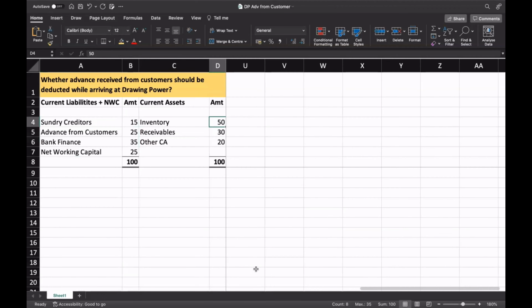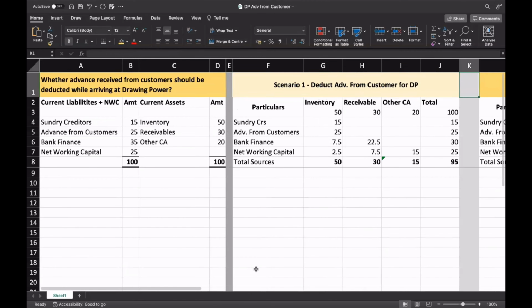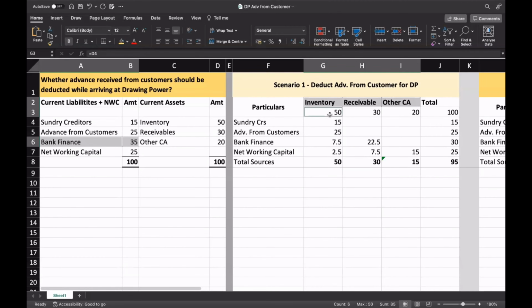Now let's see what will happen to the drawing power if advance from customers is deducted and if not deducted. So I'm going to call this scenario 1, where I'm going to compute the drawing power by deducting the advance from customers. Basically, this cash credit of 35 million is for funding their current assets, that's basically for supporting this inventory, receivables, and of course some element will go to other current assets also. So here inventory is 50 million, receivables is 30 million.